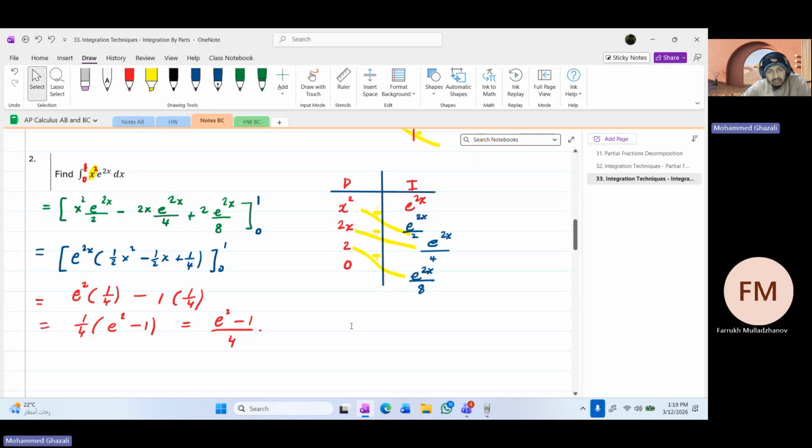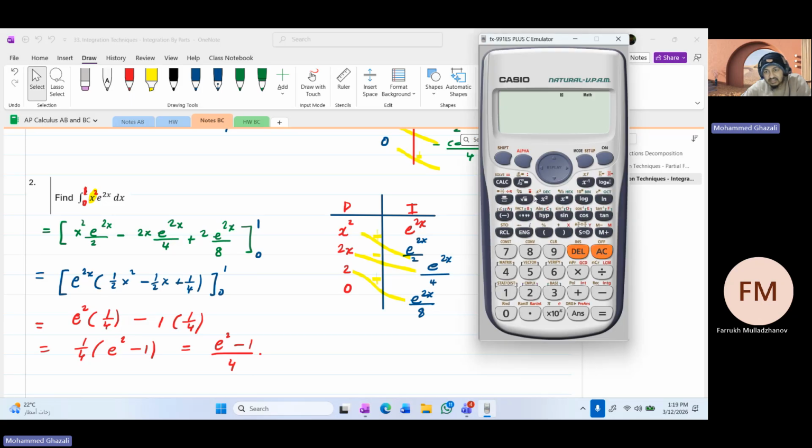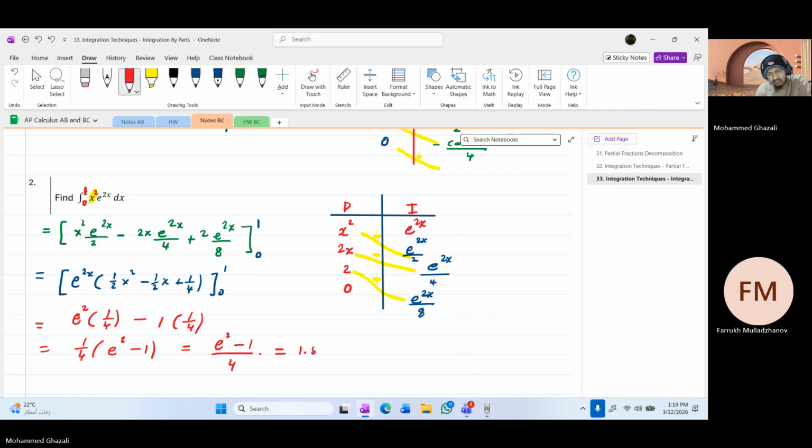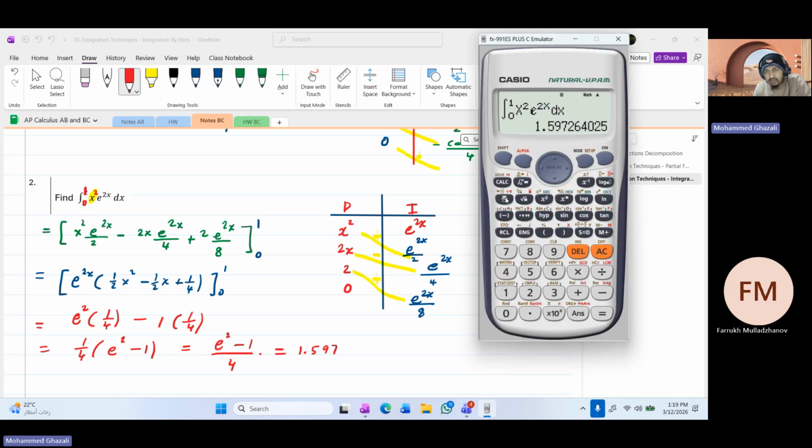Okay. We can double check the answer with the calculator. We can say integral of x squared e to the power 2x, and we're integrating from 0 to 1. We're getting 1.597. And let's check if e squared minus 1 over 4 is 1.597.